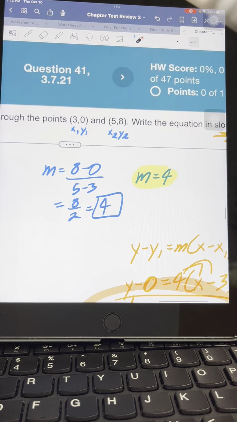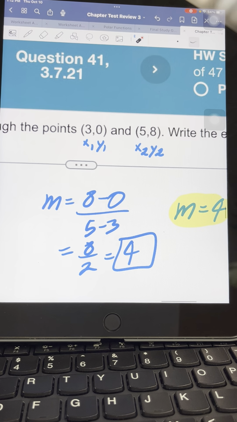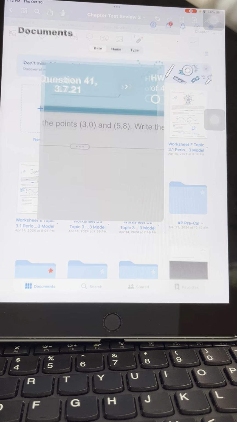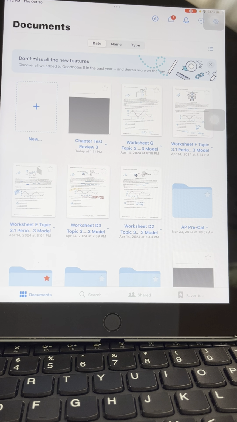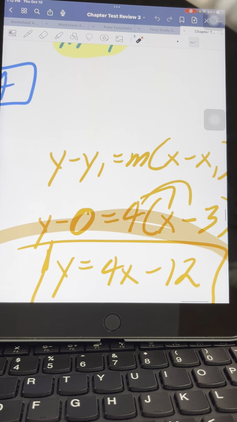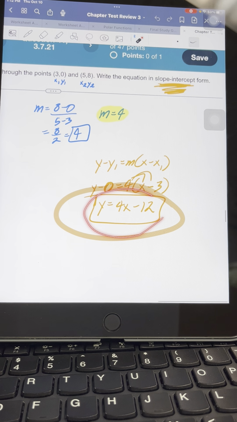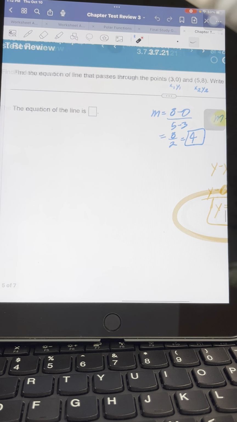You need to pick any of those 2 points and turn it into point slope form. And then from your point slope form, you can simplify and solve it, and then turn it into your slope intercept form. And that's your final answer. And please read your question. It says write the equation in slope intercept form. Okay.